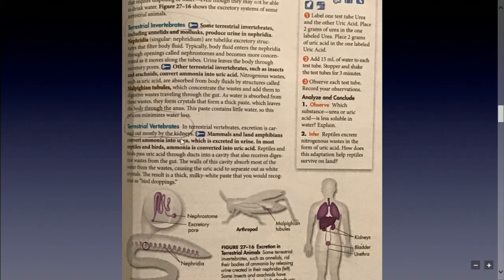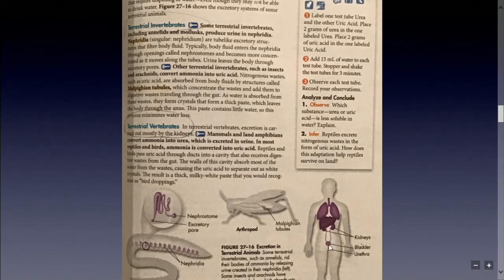Okay, but what about vertebrates? Vertebrates like us, or actually there's a few distinctions here. First of all, in the vertebrates, it's carried out by the kidneys. So that's an important note to make. We have two kidneys, one on the left, one on the right, that will produce urea and dump it into our bladder.